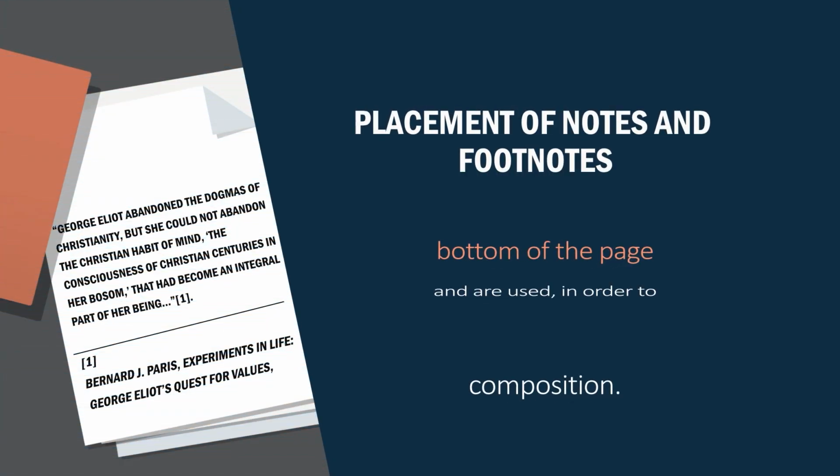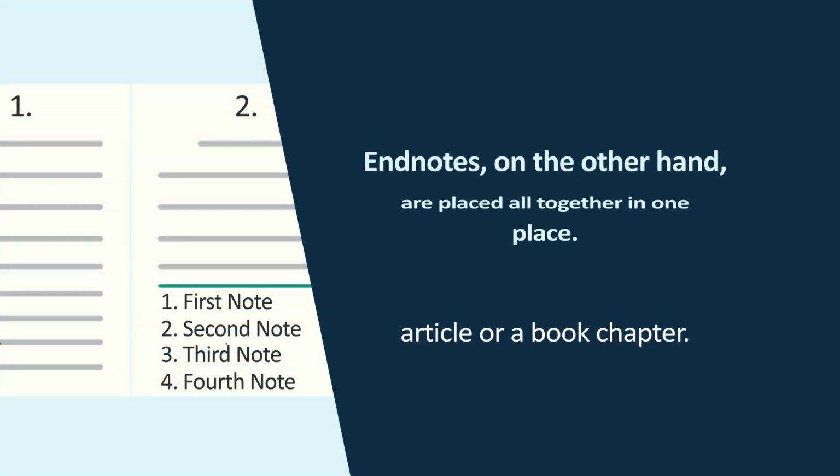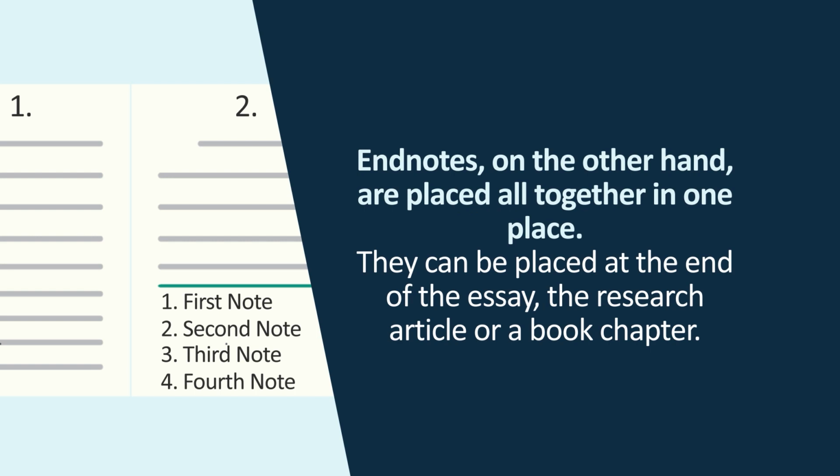Footnotes are situated at the bottom of the page and are used in order to elaborate the discussion which is taking place in the main composition. Endnotes, on the other hand, are placed all together in one place. They can be placed at the end of the essay, the research article, or a book chapter.